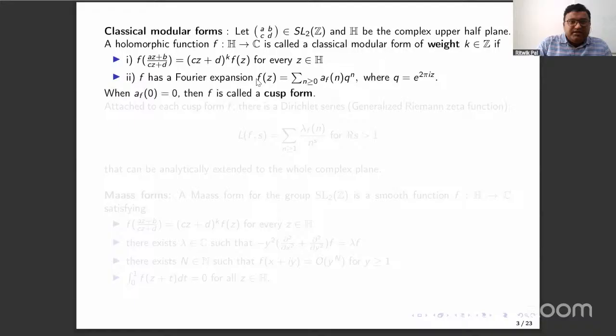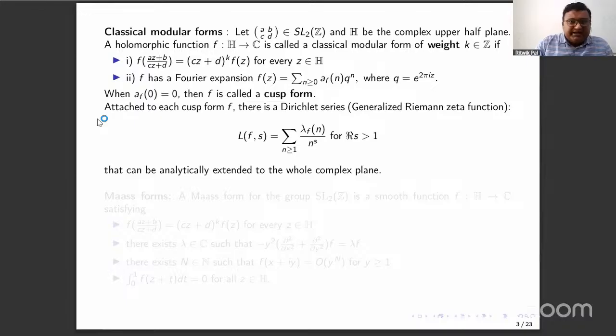Along with this condition, if a_f(0) is 0, so the constant term is 0, then it is called a cusp form. Attached to each cusp form, or even every modular form, one can attach a Dirichlet series, which is given by L(f,s) equal to the sum of lambda_f(n) by n to the power s, n greater than or equal to 1, for real s greater than 1. And for a cusp form, this can be analytically continued to the whole complex plane.